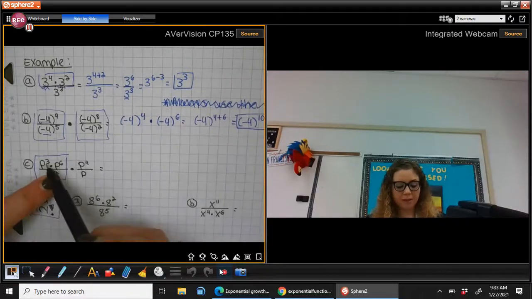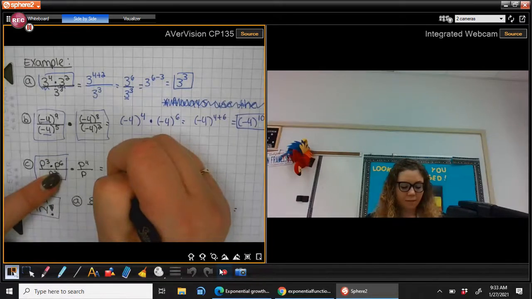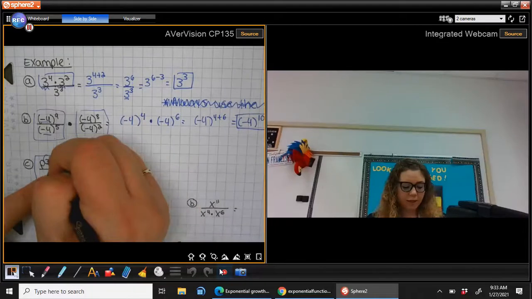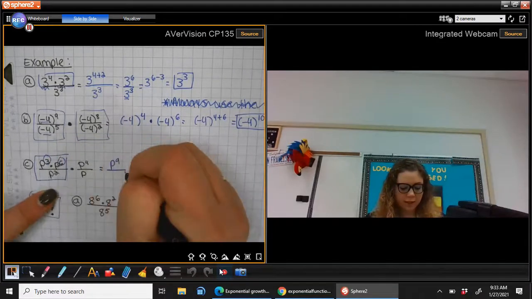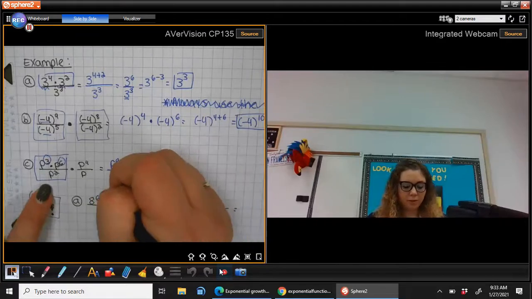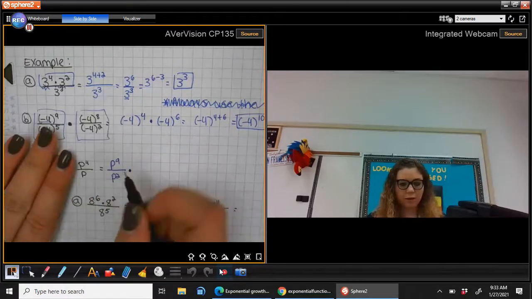So look, my bases are the same. So I'm going to add my exponents. So I'm going to have p, 3 plus 6 is going to give me 9. Can I simplify the bottom? Nope, I'm just going to leave it as p squared. And now I'm going to look at this fraction.